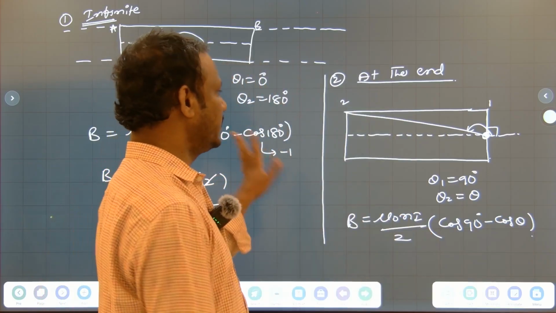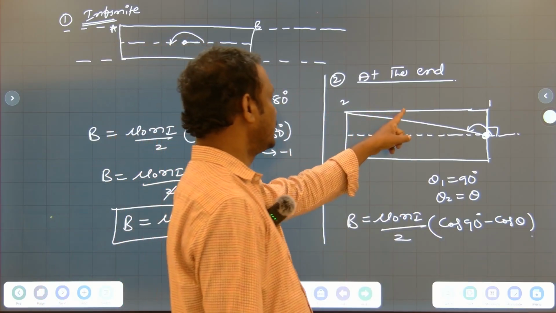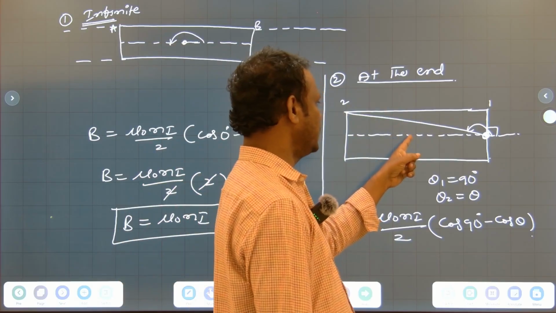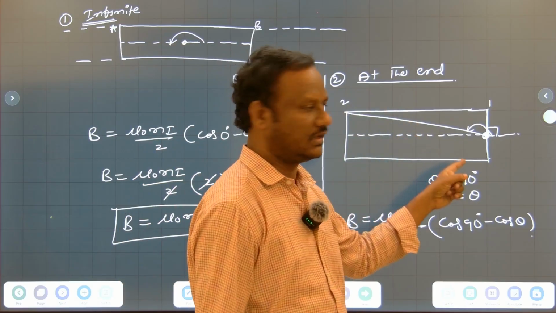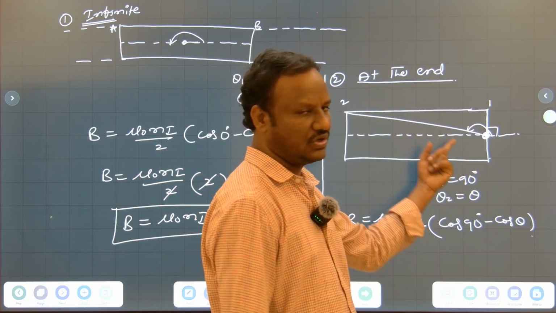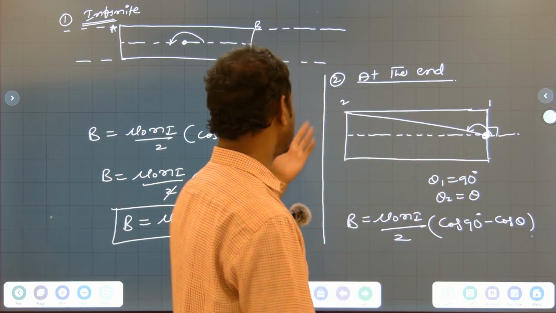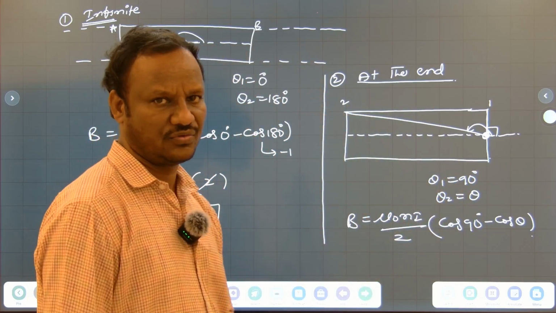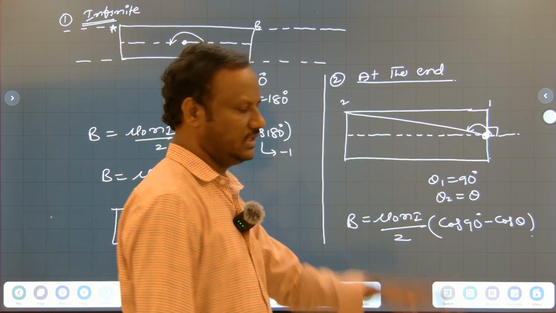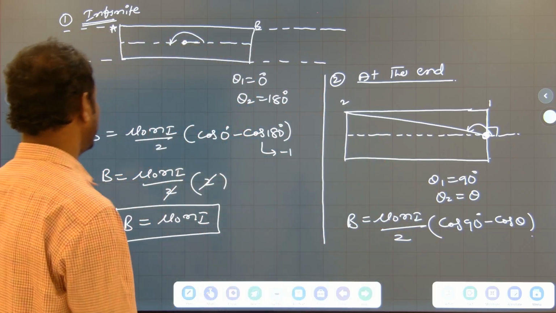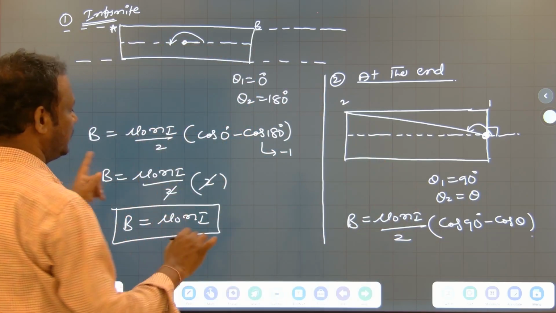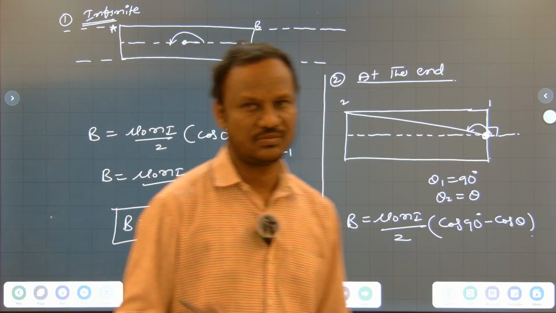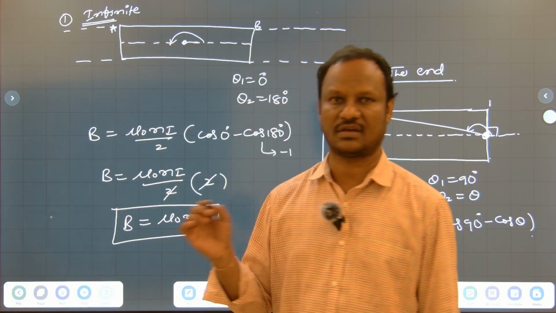So for all the cases, if lengths are given and you want the angles, find cos theta 1 and cos theta 2 and substitute them in the equation. The basic information is this formula: B equals mu naught n i by 2 times cos theta 1 minus cos theta 2.